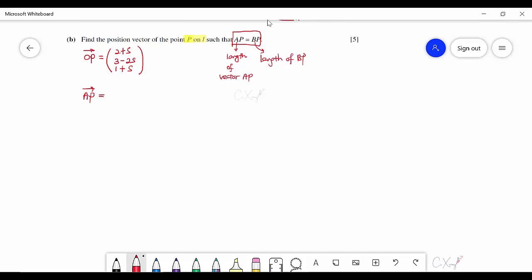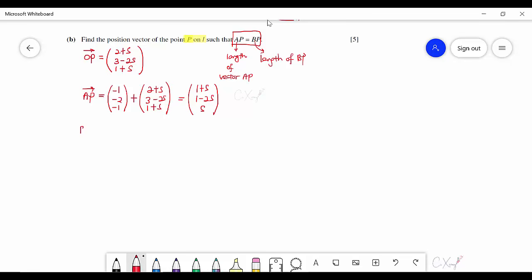So what is AP? AP means AO plus OP. Again, AO will be -1, -2, -1. Then plus OP. What is OP here? 2 plus S, 3 minus 2S, 1 plus S. So your AP will be given as 1 plus S, 1 minus 2S, and then S. So this is your AP.